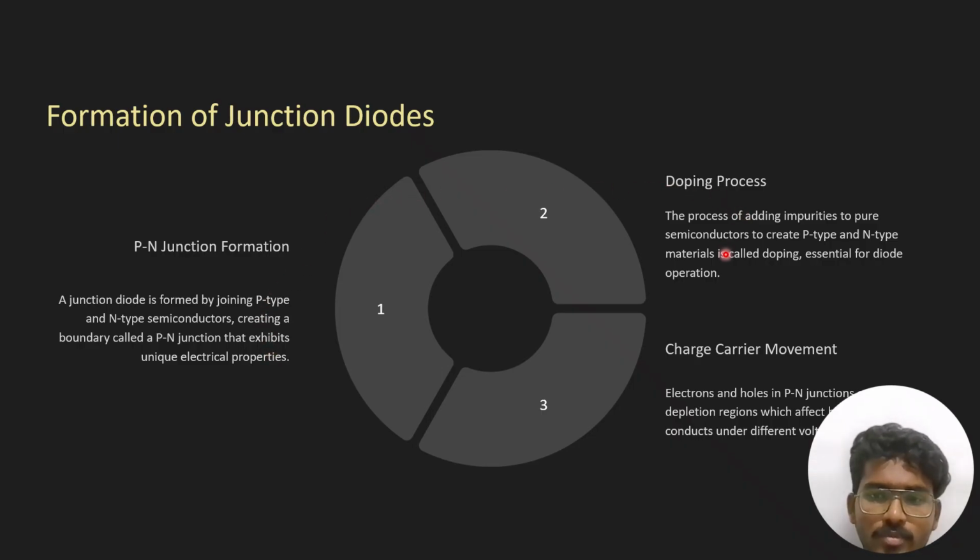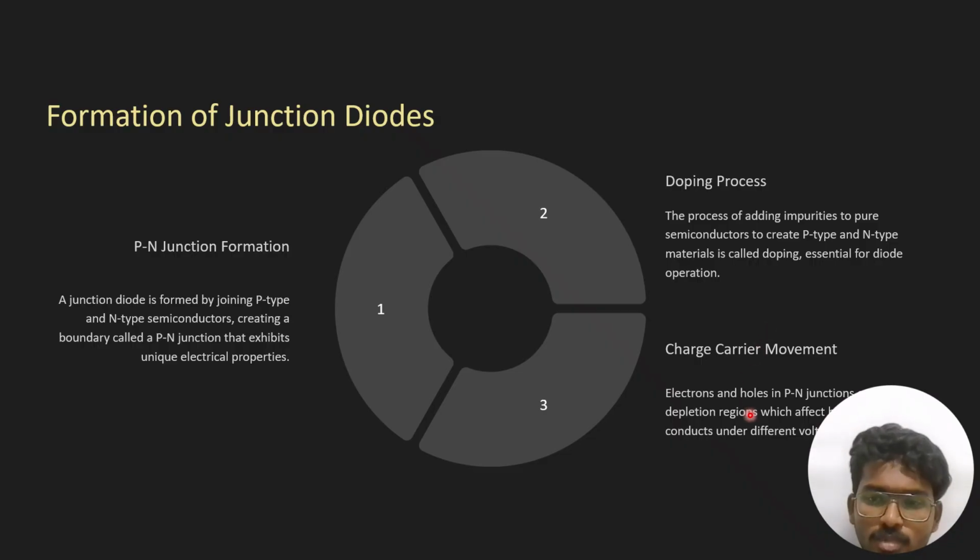And doping process. The process of adding impurities to pure semiconductors to create p-type and n-type materials is called doping. It is essential for diode operations. Adding impurities to pure semiconductors creates p-type and n-type regions. These depletion layers behave differently under forward and reverse voltages.